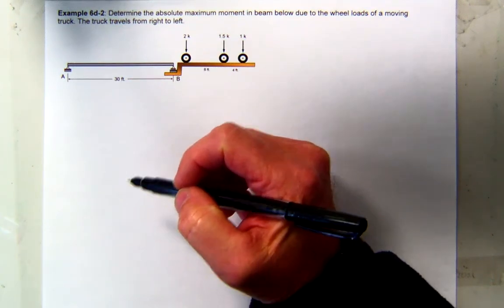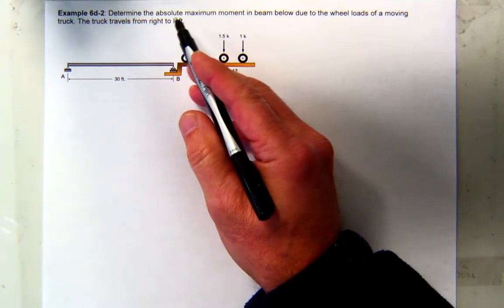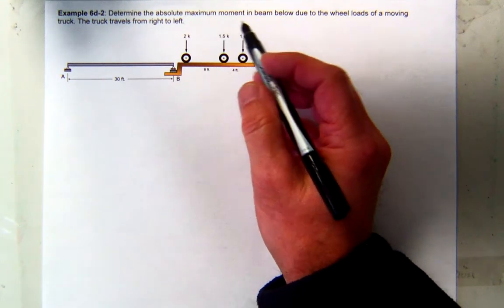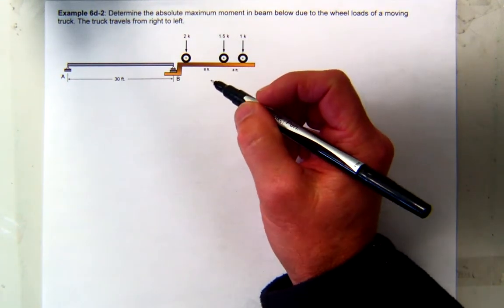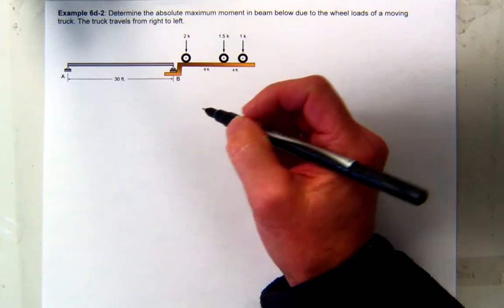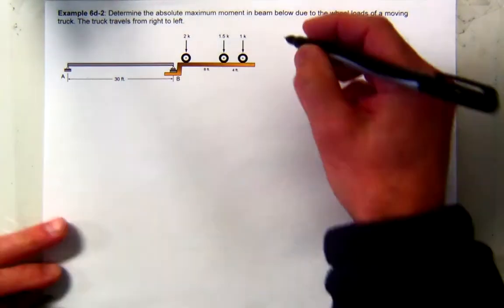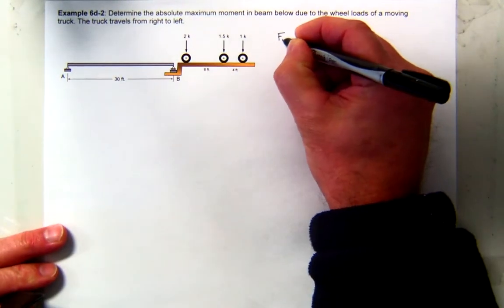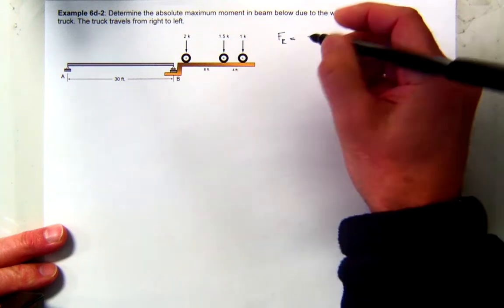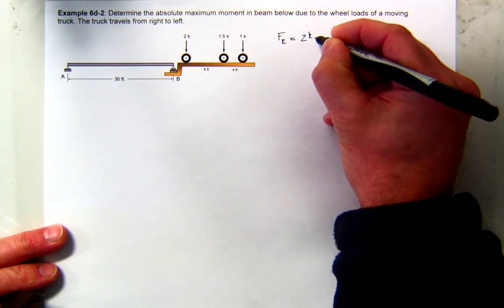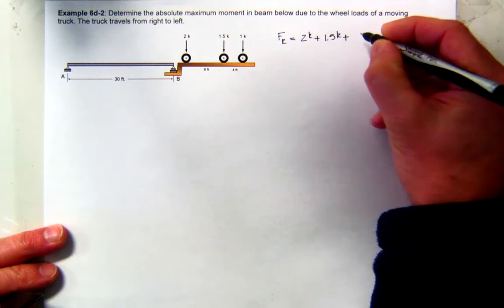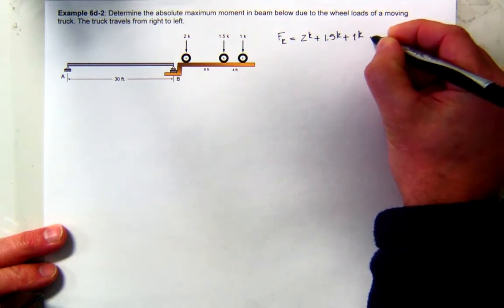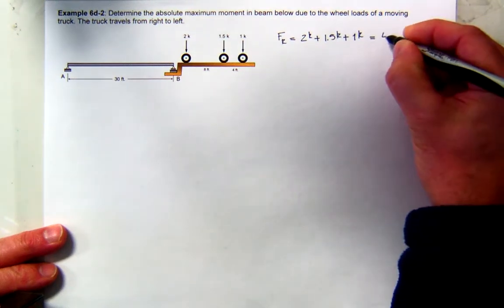3 cases. And the first step in finding the absolute maximum moment is we need to take our set of loads and resolve them into a resultant force and a location. So the resultant force will be easy. It's just the sum of those. So I know it's 2 kips plus 1.5 kips plus 1 kip. So it looks like the resultant force is 4.5 kips.